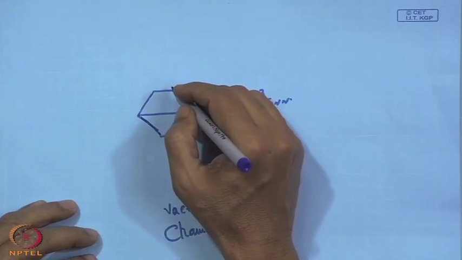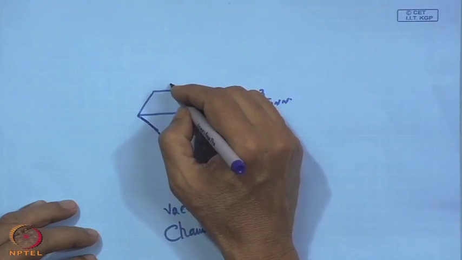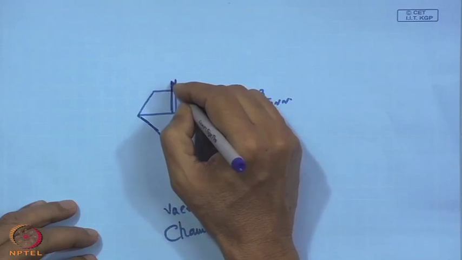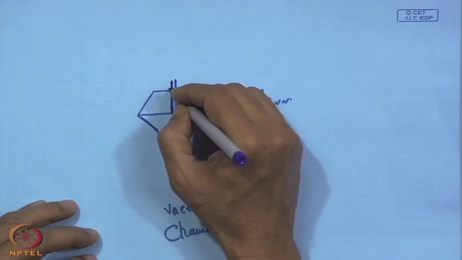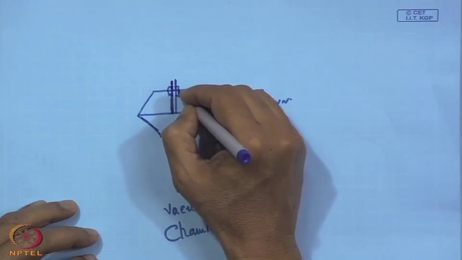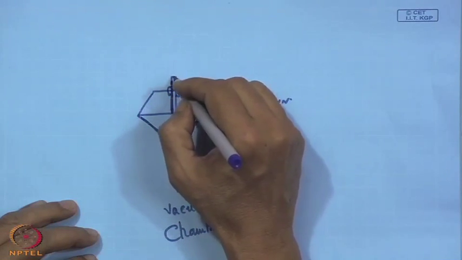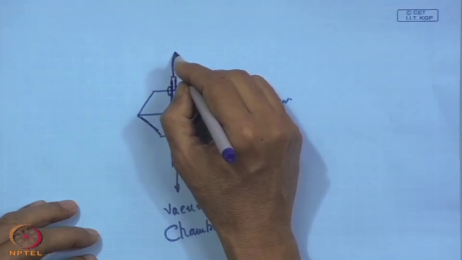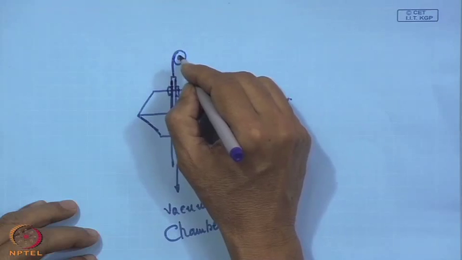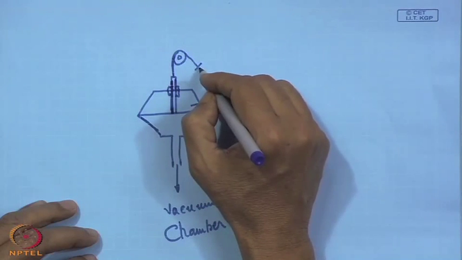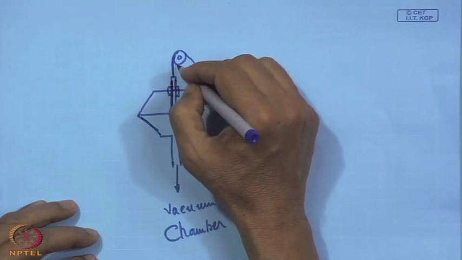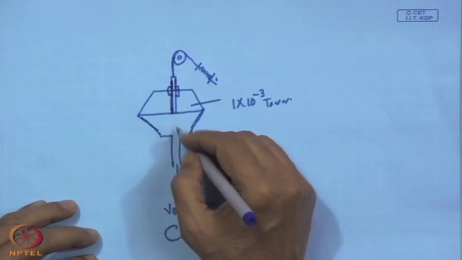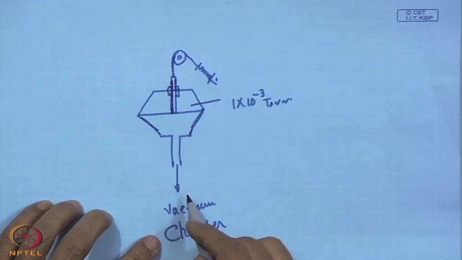And here what we have is a shaft which is fixed to this diaphragm, and here we have the bellows, so it is flexible, and on top of that we have a string. This string passes over a pulley, and it is under tension with the help of a spring. Now, this pulley will move up and down depending upon the pressure prevailing in this vacuum chamber.